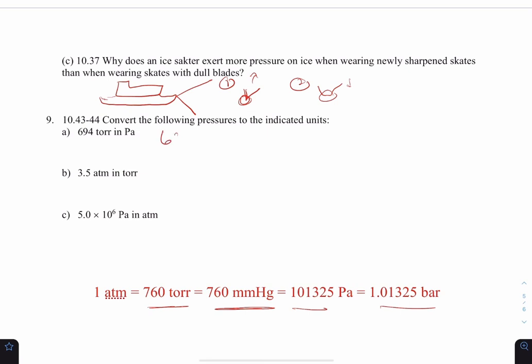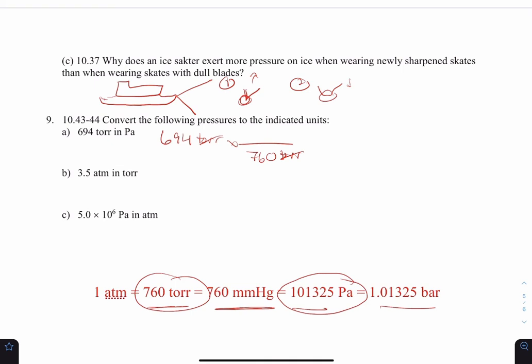What I do is I write the measured value first, 694 torr. Then I'm going to put that conversion here, this one on the bottom, because I know it's going to cancel out with something else. Now pascals is this 101.325, so I'm going to put 101,325. Whoops, not 0.325. And that ends up getting me about 92,524 pascals.